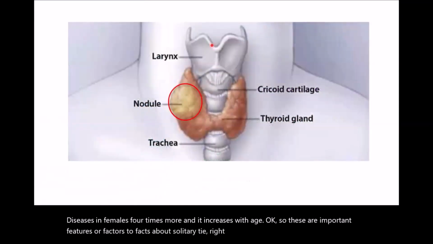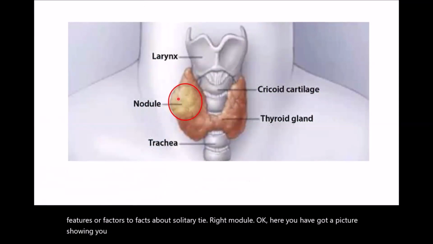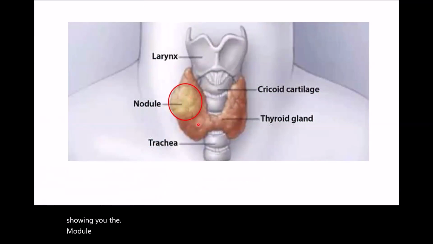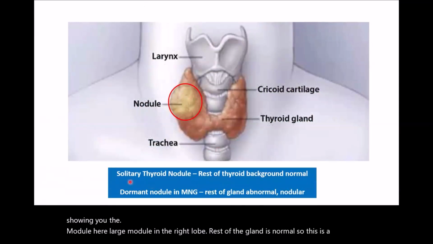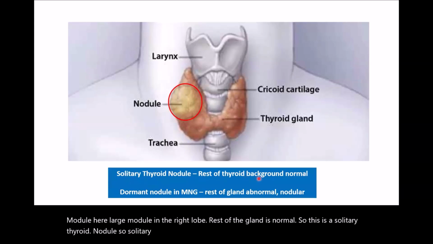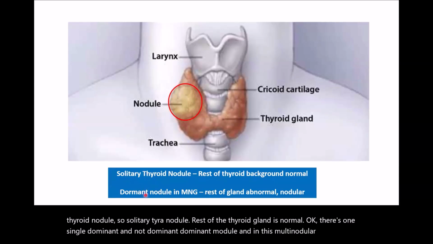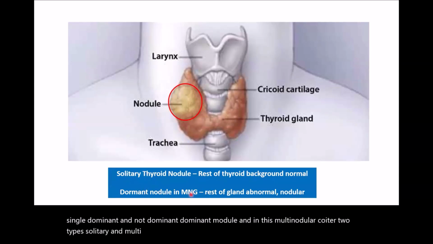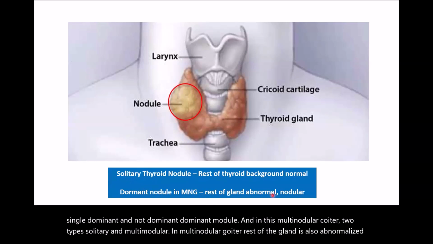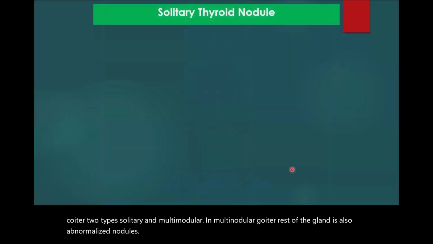Okay, here you have got a picture showing you the nodule here, a large nodule in the right lobe. The rest of the gland is normal. So this is a solitary thyroid nodule. The rest of the thyroid gland is normal. There's one single dominant nodule, and in multinodular goiter, okay, so there are 2 types, solitary and multinodular goiter. In multinodular goiter, the rest of the gland is also abnormal, it's nodules.